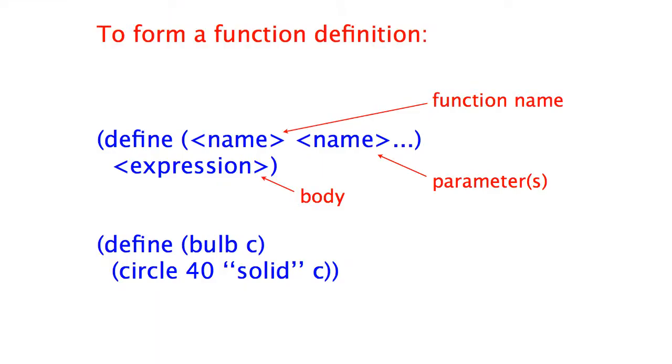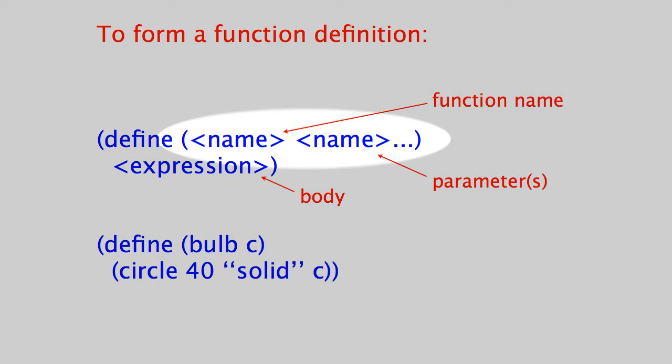The rule for forming a function definition is simple. We start with open paren define because it's a definition. And then we have open paren and the name of the function, followed by the names of the parameters. In the example we have so far, we just have one parameter c, but we'll define other functions later that have more than one parameter. And then we close that paren.